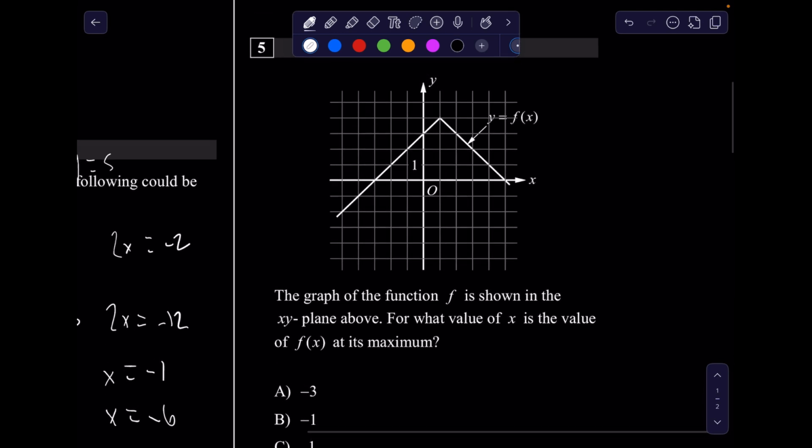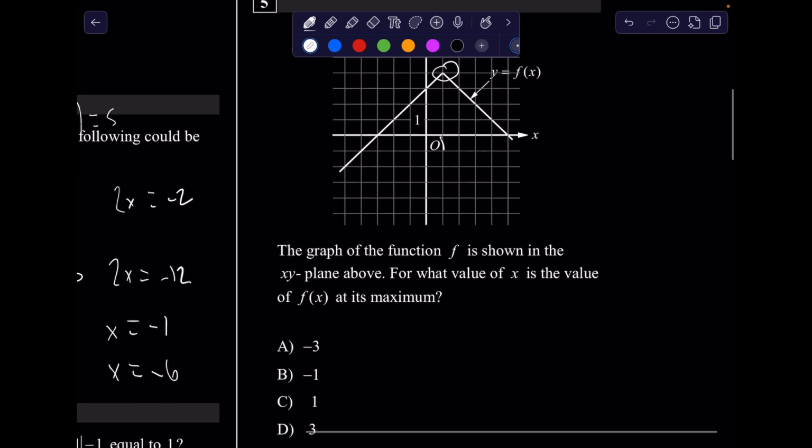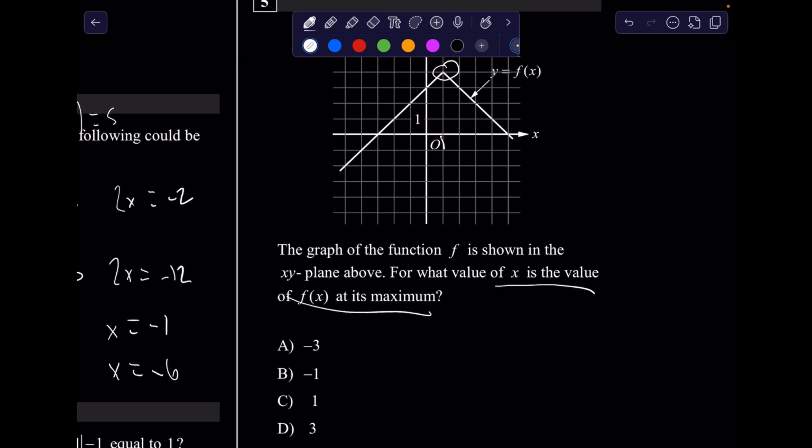The graph of the function f is shown in the xy plane above. For what value of x is the value of f of x at its maximum? Well, we can just look at the graph and see that it peaks right here at x equals 1. And so the answer is C.